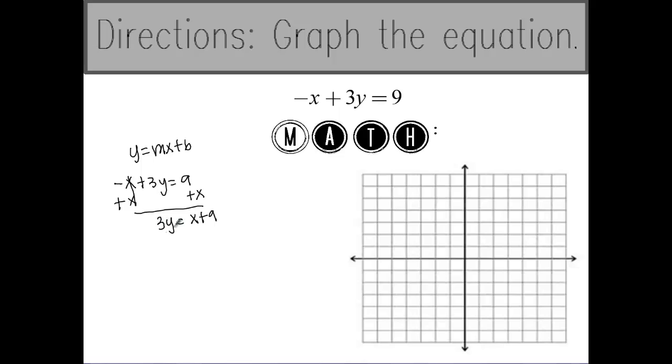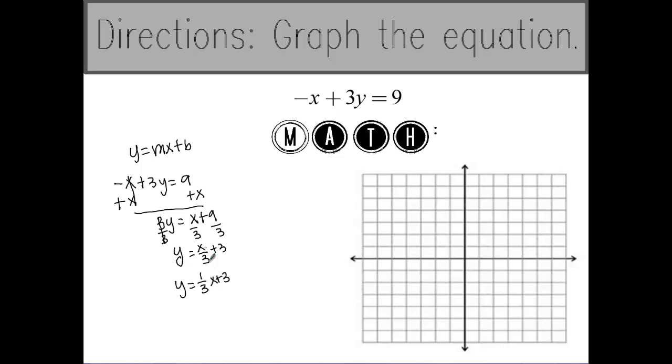Our last step to get y by itself is to divide by 3. I divide each piece by 3. 3 divided by 3 is 1, so those cancel, leaving me with just y. x divided by 3 is x over 3. 9 divided by 3 is 3. Another way you might see this equation written is y = 1/3 x + 3.